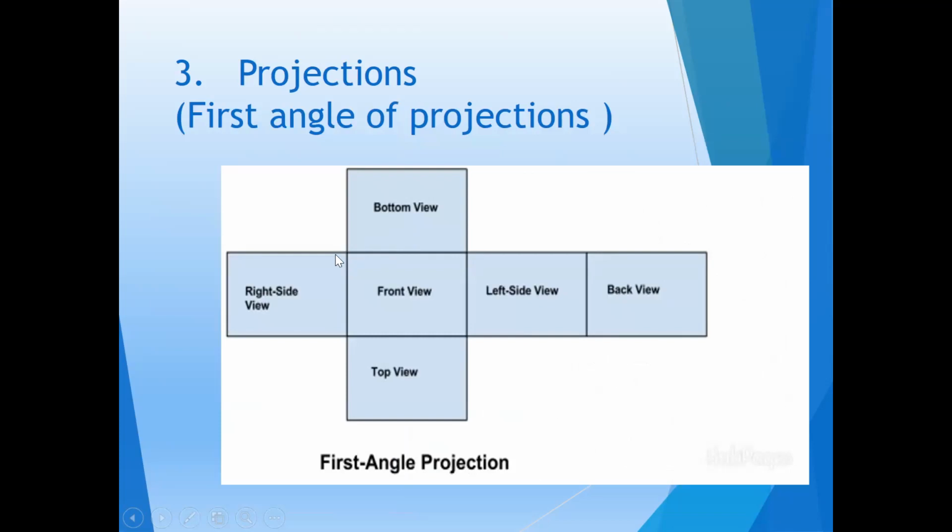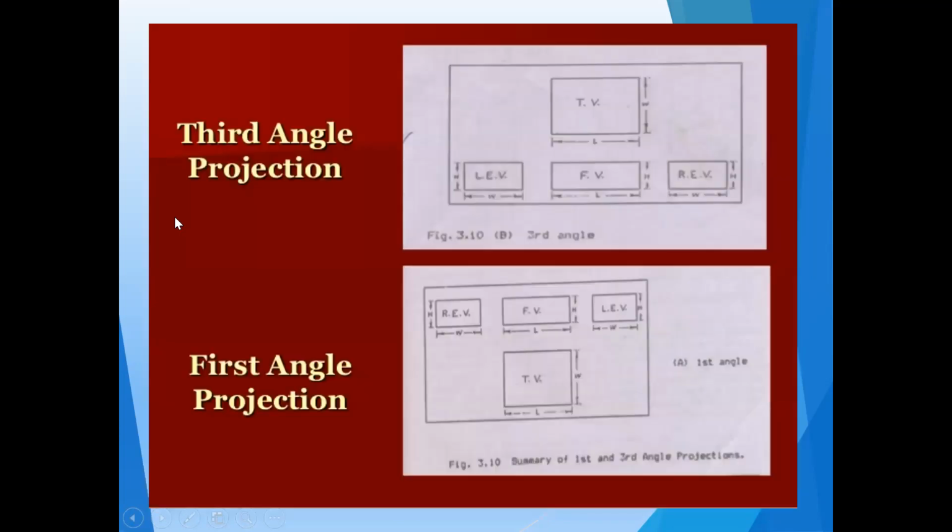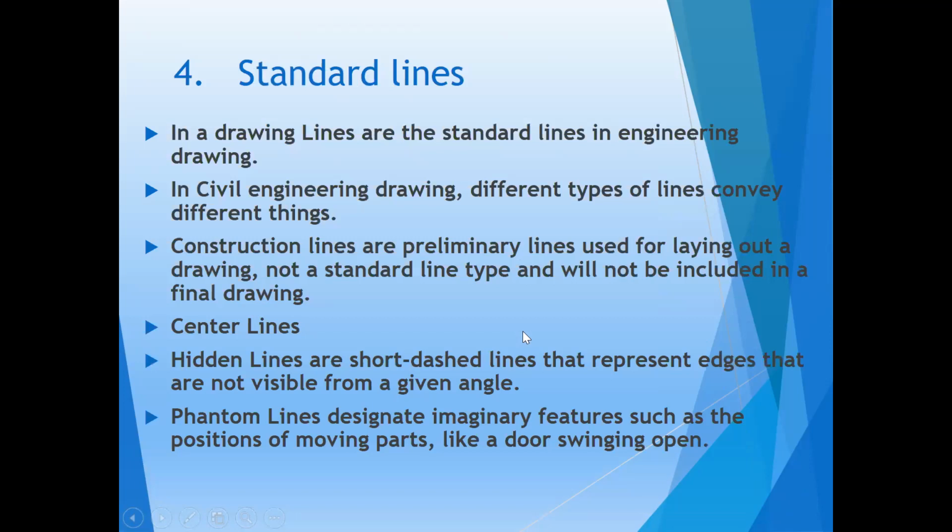Projection. First angle projection. This is the right side view, bottom view, front view, top view, left side view, back view. This is a third angle projection. It is in the opposite direction. It will work in the same way. Here I show you third angle projection, which we see here. You have all these things. Whereas in the first angle projection, it will look like this.